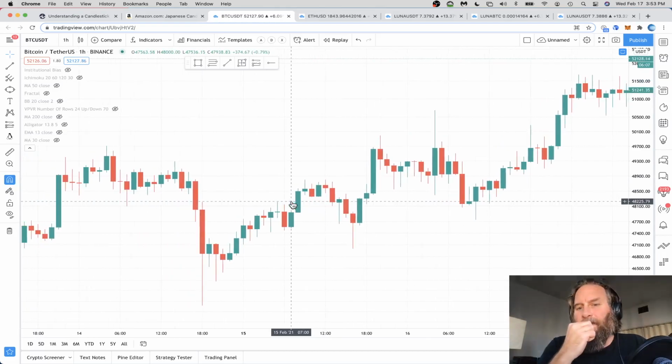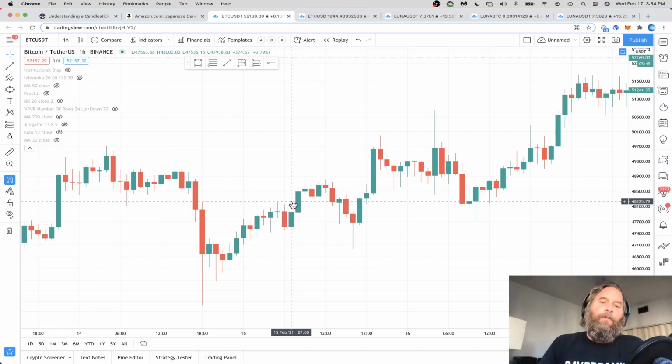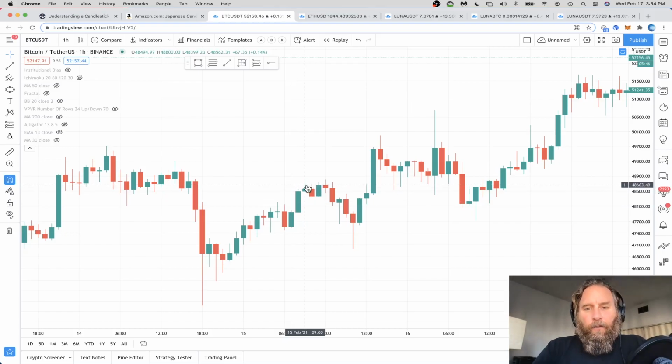And dojis a lot of times represent basically indecision, right? Because the price movement between opening and close are really tight together. That means the market is trying to figure out, am I a bull or am I a bear, right? Am I going up or am I going down, okay? And so just by the size of the candles, you can actually tell a lot of different things.